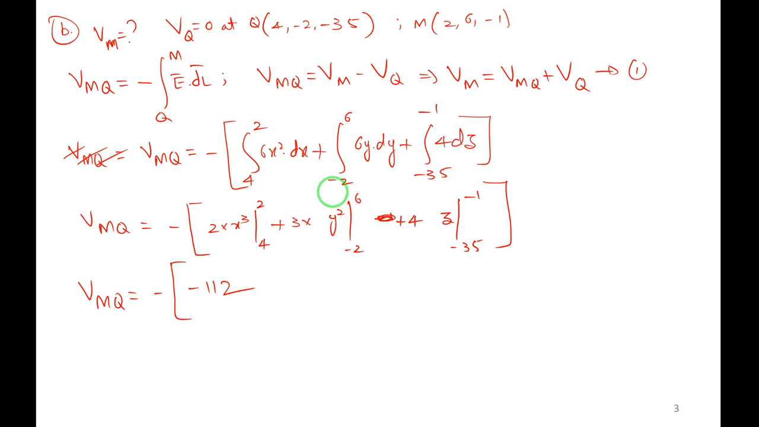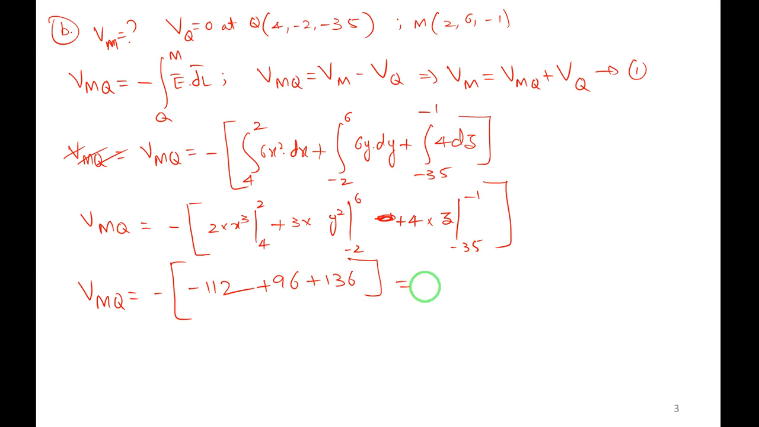Next we'll see the second one, upper limit y squared, 6 squared minus 2 whole squared, so I am getting 32 into 3, so I am getting it as 96. Then here upper limit is minus 1 minus lower limit minus 2, minus, it will be plus 35, so I am getting it as 34 into 4, so I am getting it as 136.